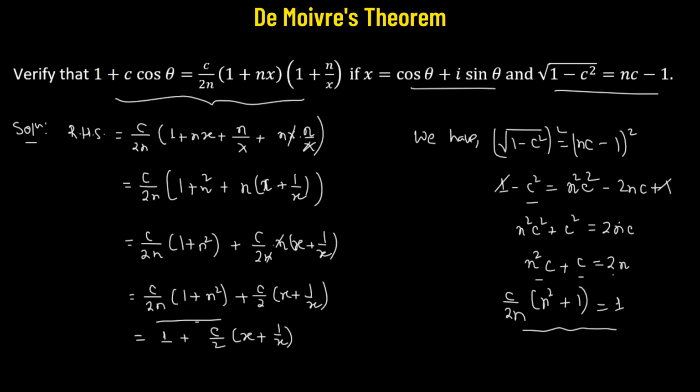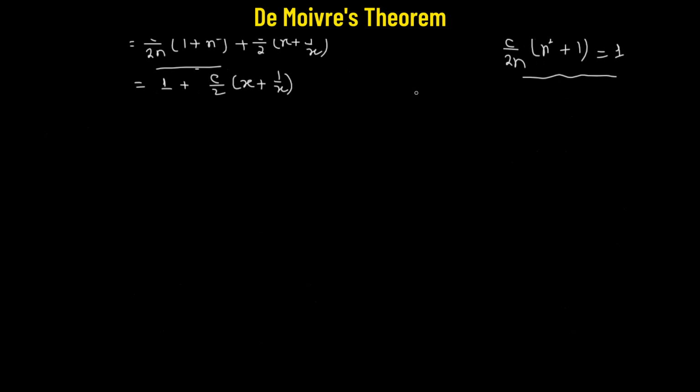Now if we look at the left hand side of the given expression, we have obtained this particular 1, and we have c over 2. So now we have to work with the second term. Here we'll start with this particular relation. We are given that x equals cosine of theta plus iota times sine theta. So let's begin with that. We have x equals cosine of theta plus iota times sine theta.